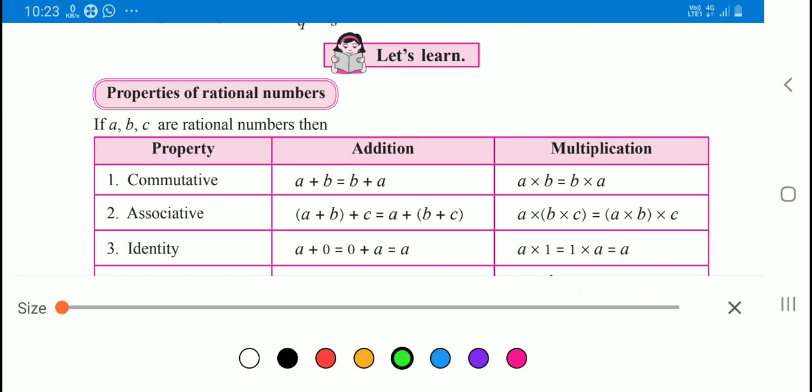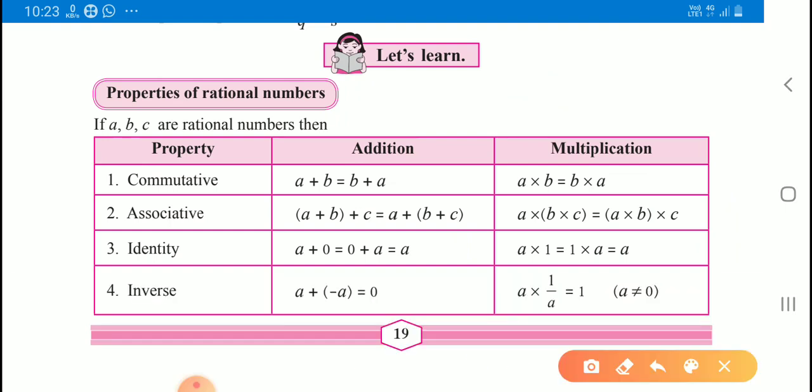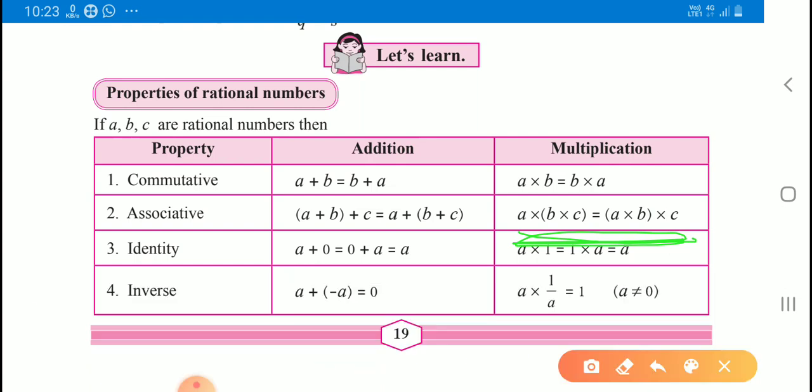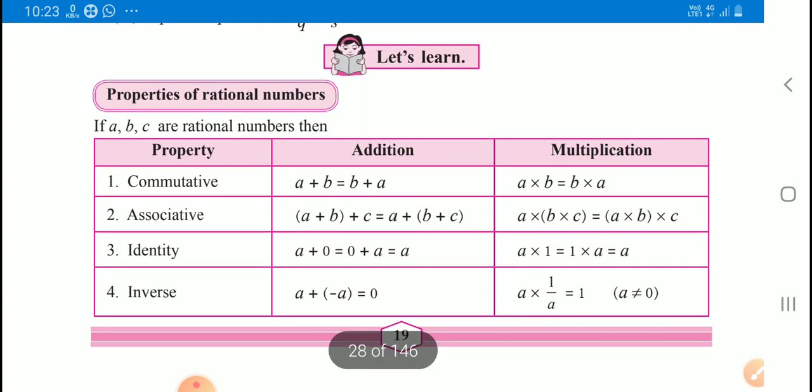Now we will see the next property for multiplication, that is a into b into c is equal to a into b into c with the bracket on the other pair. The same way, this answer will also come equal only. You can see that by taking the numbers.